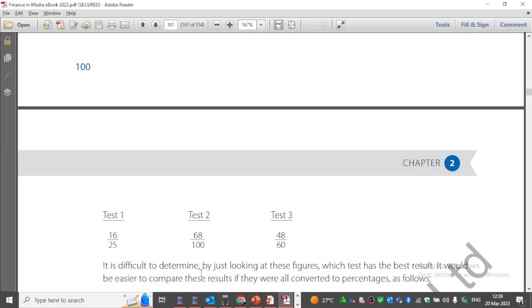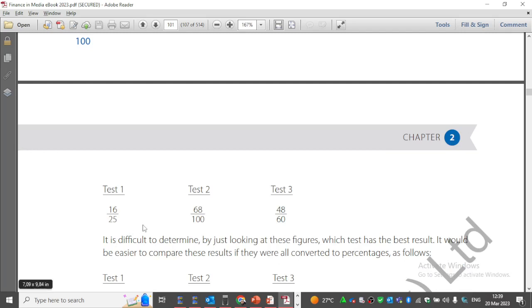So here it says that it is difficult to determine by just looking at these figures which test has the best result. It will be easier to compare the results if we convert to percentages as follows. When we convert this into a percentage, we say 16 divided by 25, multiplied by 100. What is happening is that this is a fraction, so for it to be converted into a percentage, we can first convert it into a decimal, and from the decimal, we convert it back to a percentage.